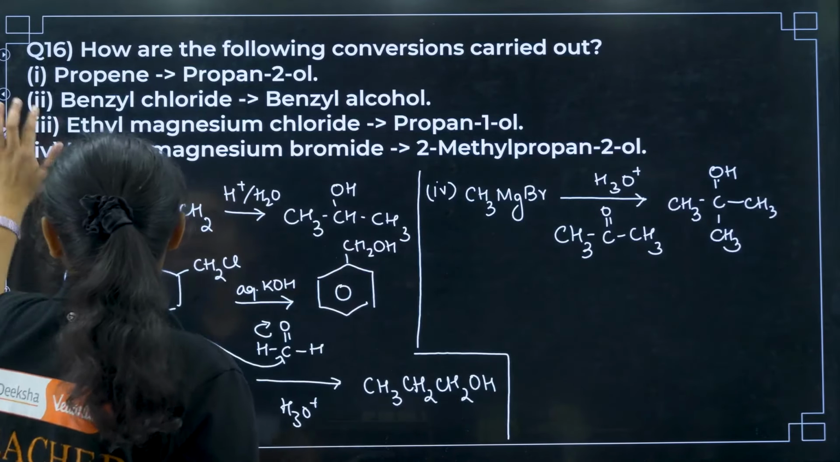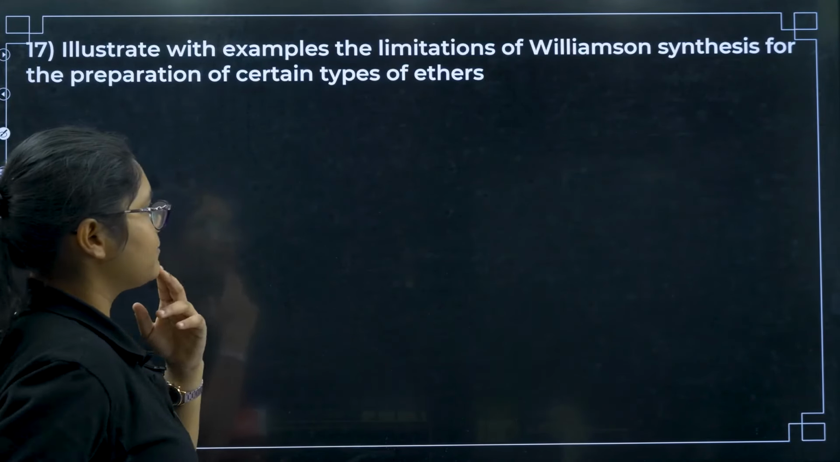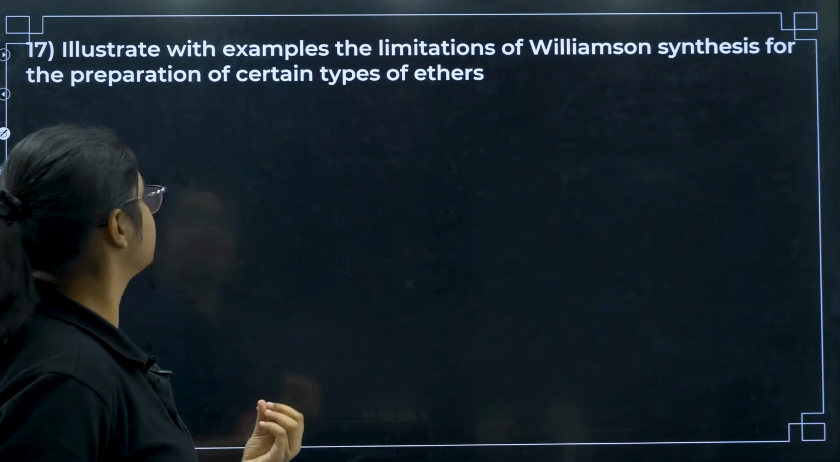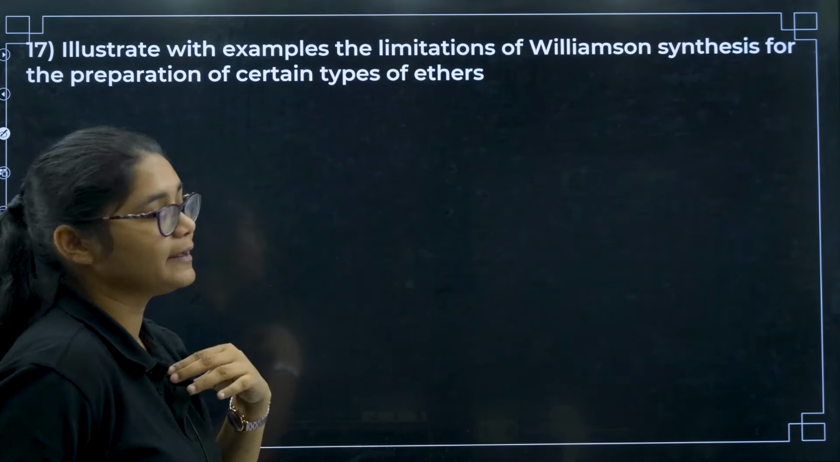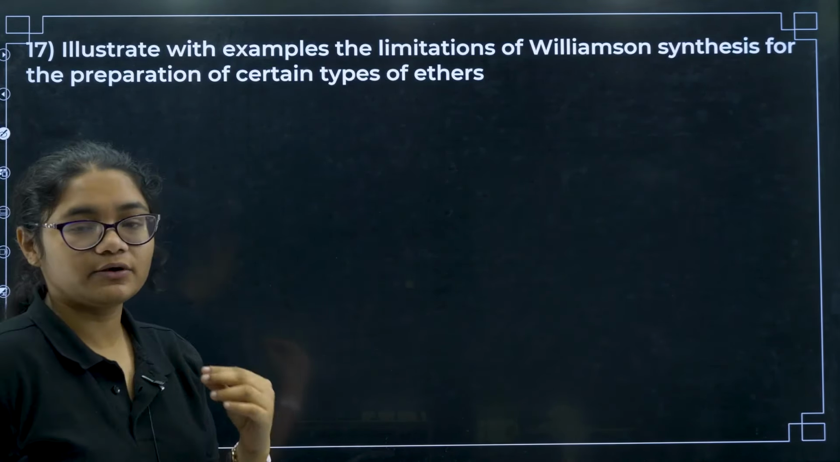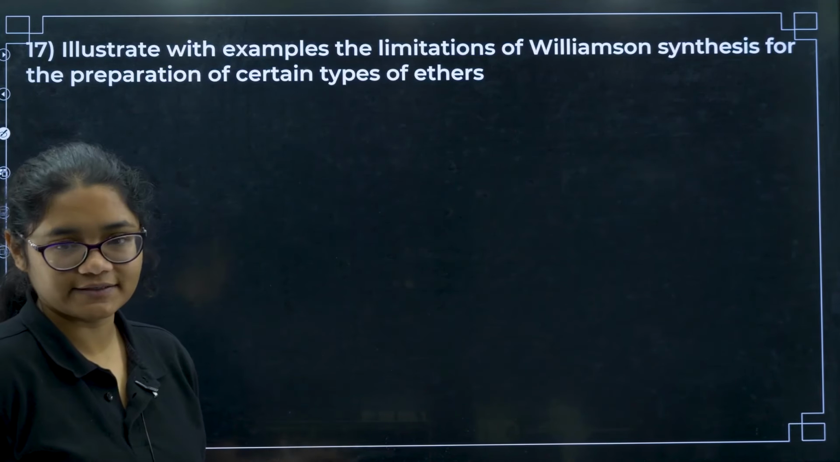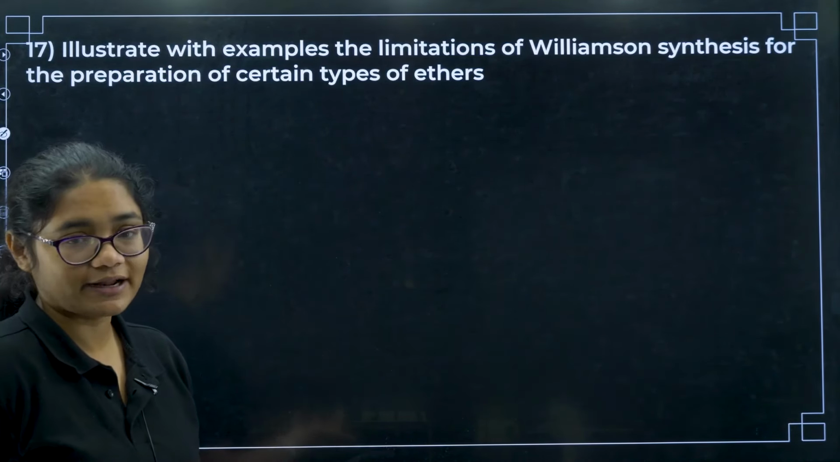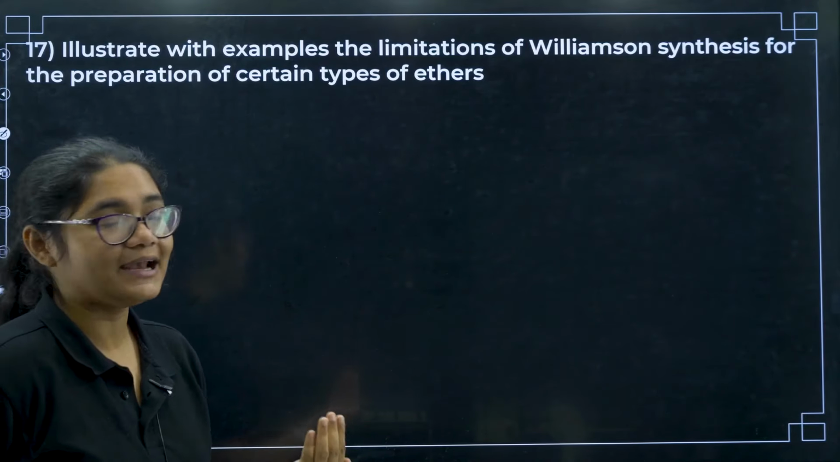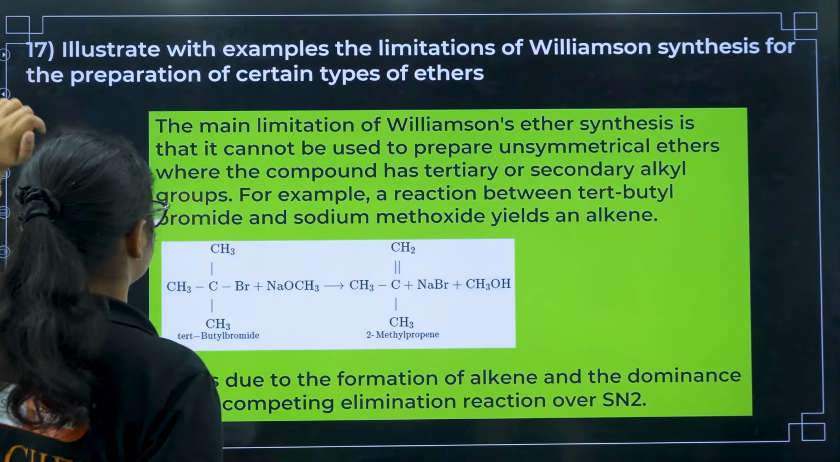Clear? Next, illustrate with example the limitations of Williamson ether synthesis for the preparation of certain types of ethers. So we know that in a Williamson ether synthesis we can only take primary halides. So we cannot take tertiary halides, otherwise the reaction will give you alkene as the major product. So that is the limitation.